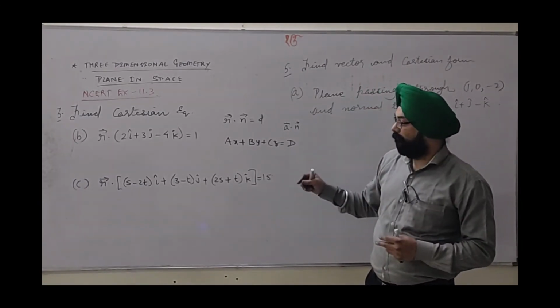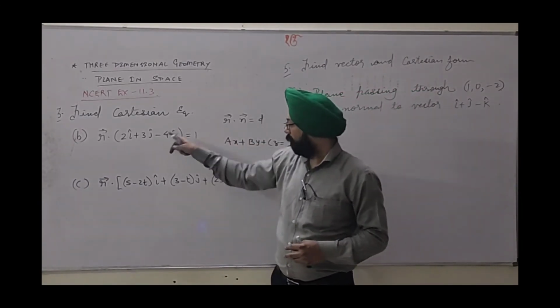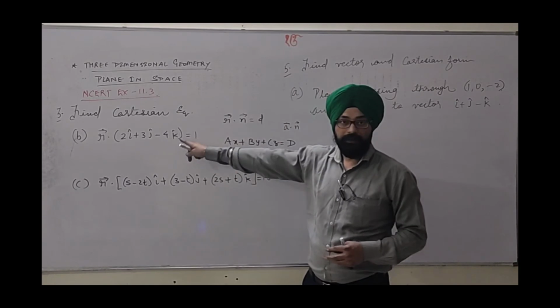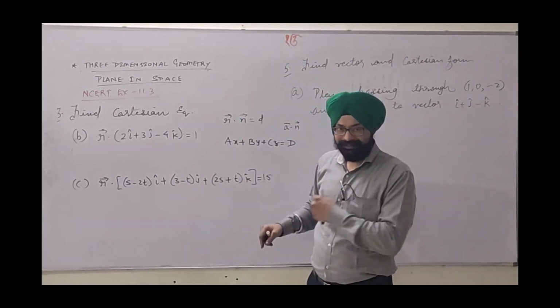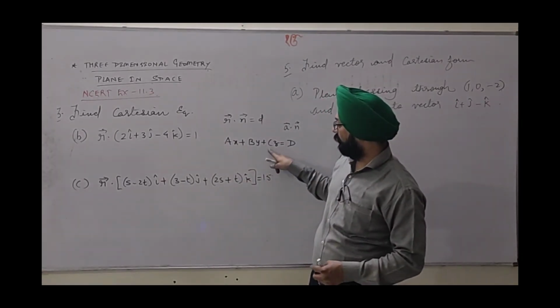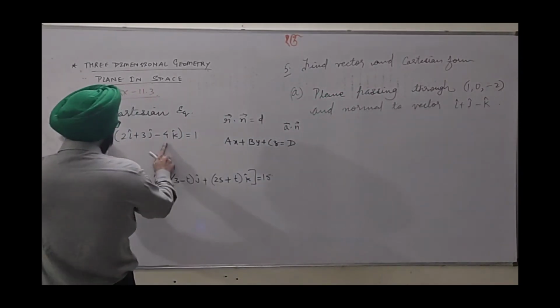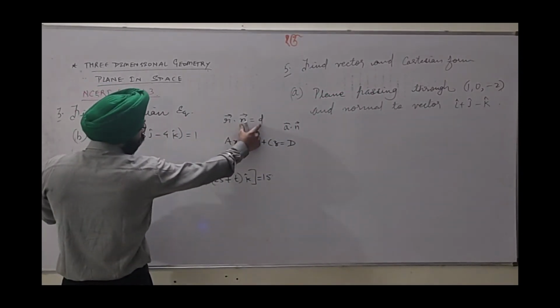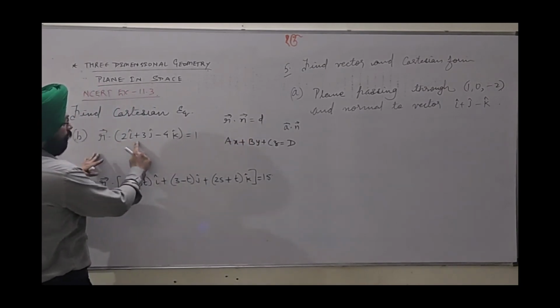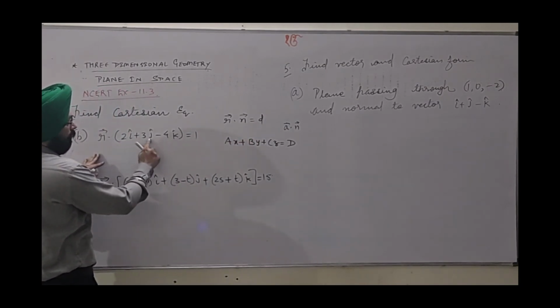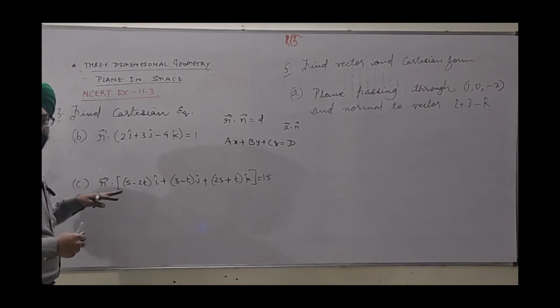So where do we find these a, b, c in this equation? Let me tell you, recently I said a, b, c are always the direction ratios of this vector n. Means if I compare this vector form with the standard one, then the value of n vector is 2i plus 3j minus 4k.